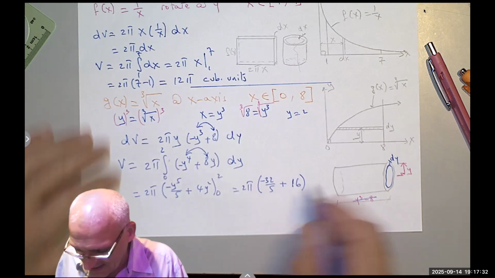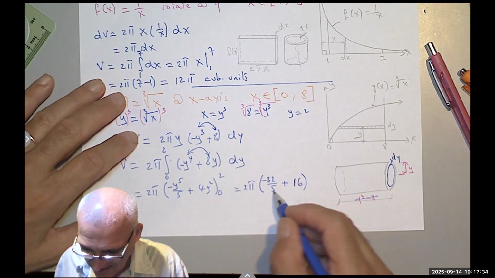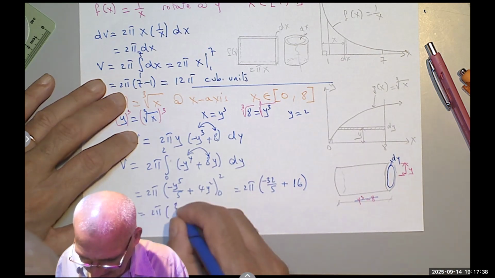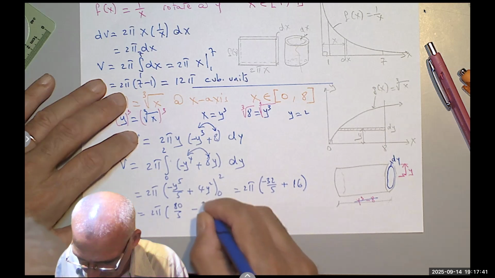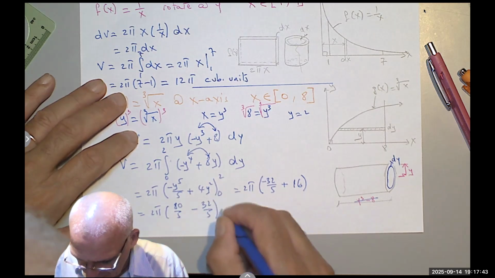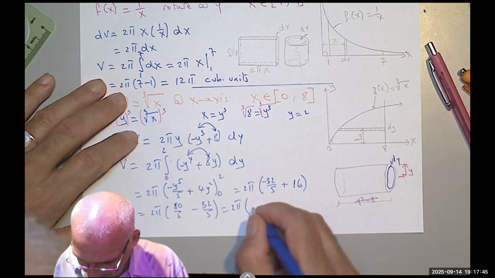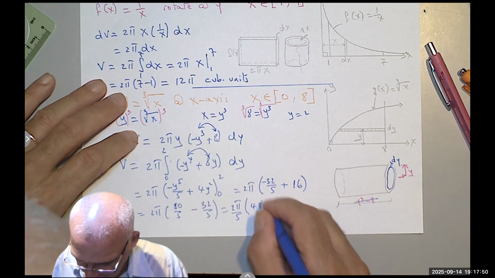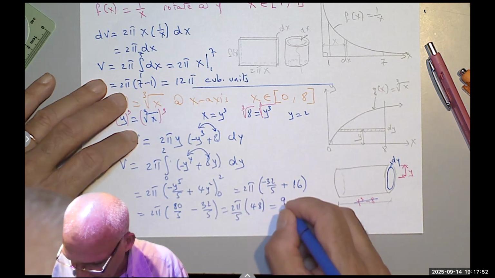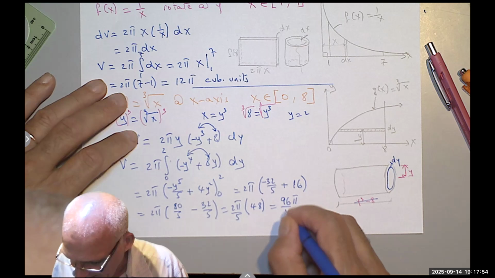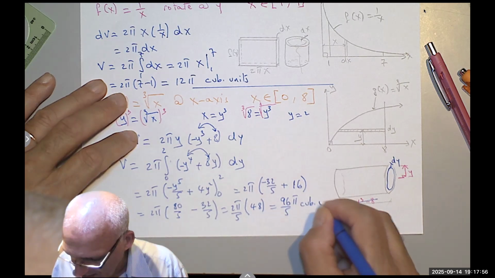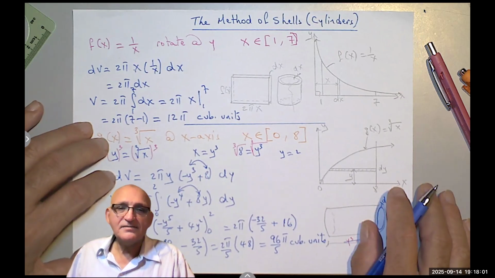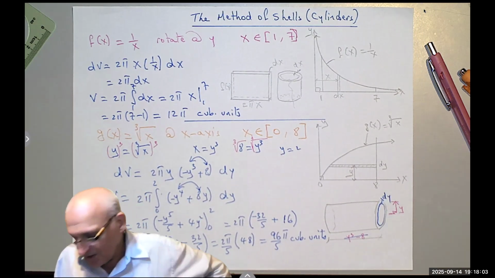But anyway, let's see. So 16 is 80 over 5, right? So I get 2 pi times 80 over 5 minus 32 over 5, which is 2 pi over 5 times 48. 48 times 2 is 96 pi over 5 cubic units. Yeah, please accept my apologies.